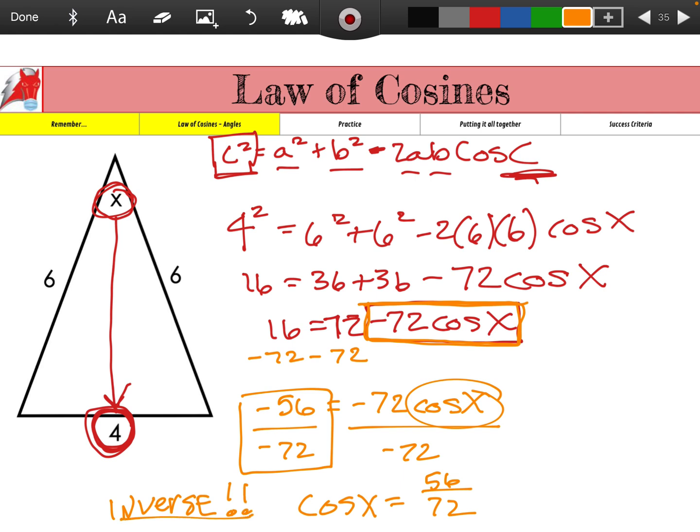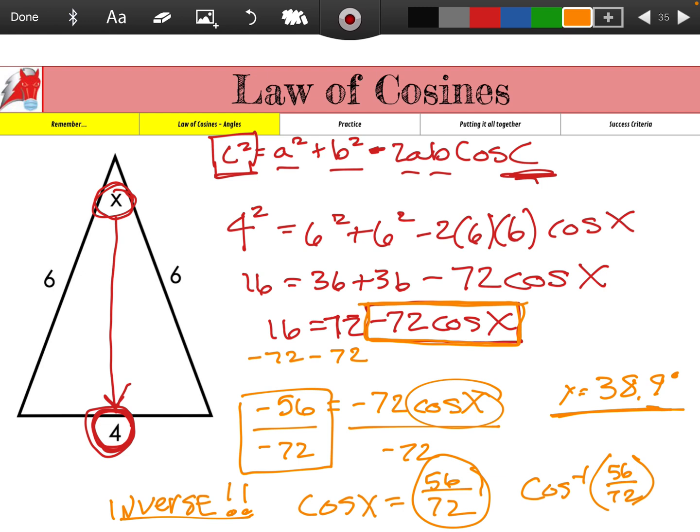Inverse. Okay, so calculator-wise, once I get to this fraction, cosine inverse. Okay. Solve, I get x equal to, round to the nearest tenth on this one, 38.9 degrees. Okay.